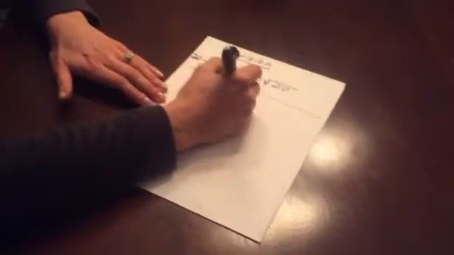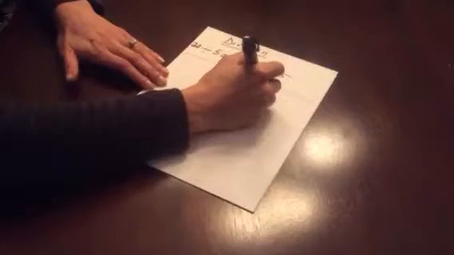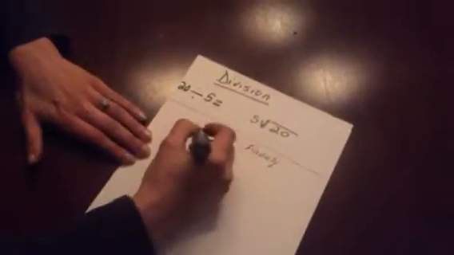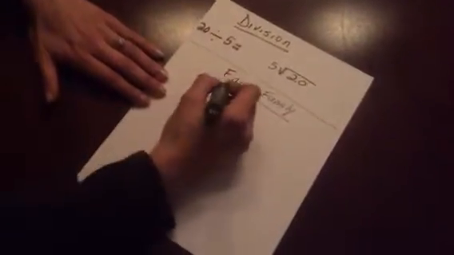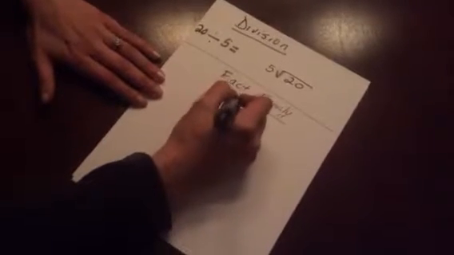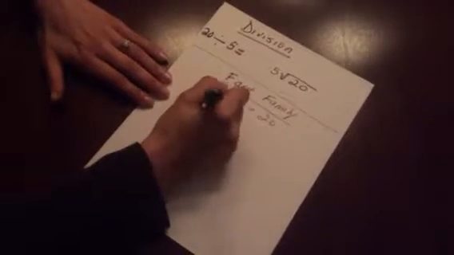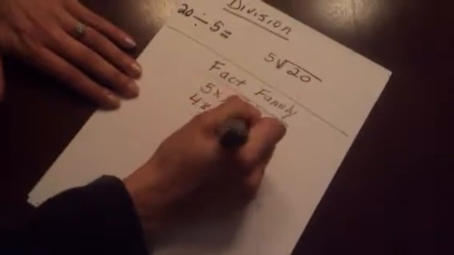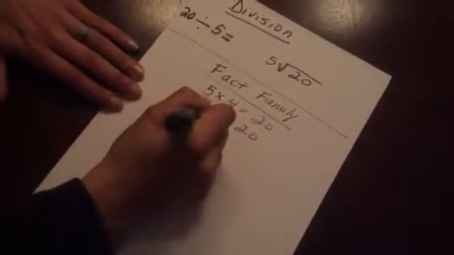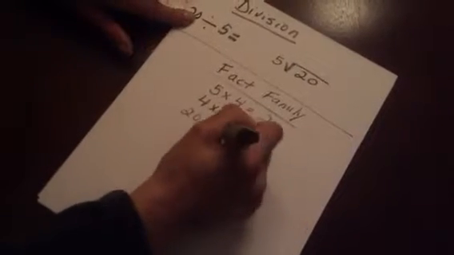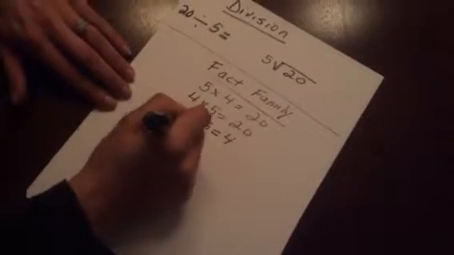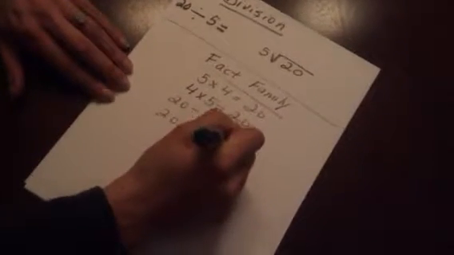Now, let's take this problem, 20 divided by 5, and solve it in a variety of ways. One way that seems to work really well, if you have got your multiplication problems down and you know them really well, is to use a fact family. A fact family simply says, if I know that 5 times 4 equals 20 and 4 times 5 equals 20, then 20 divided by 5 must be 4, and 20 divided by 4 must be 5.